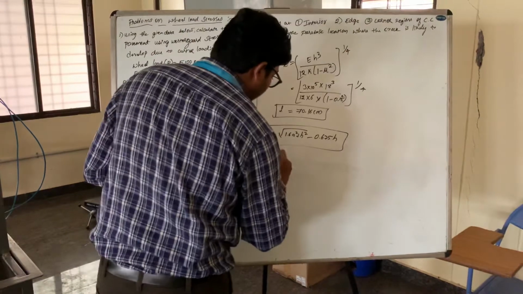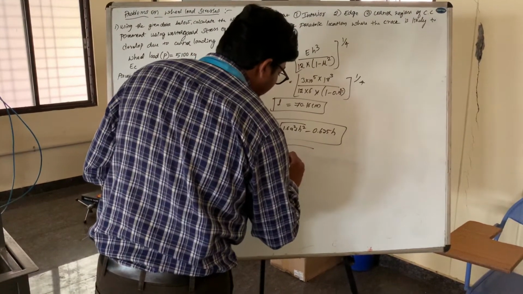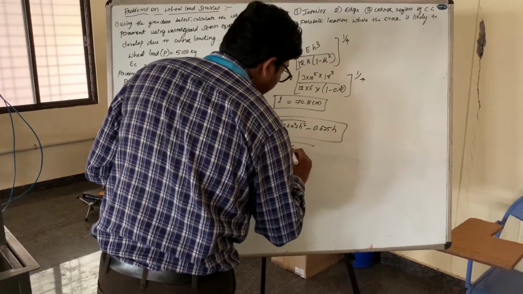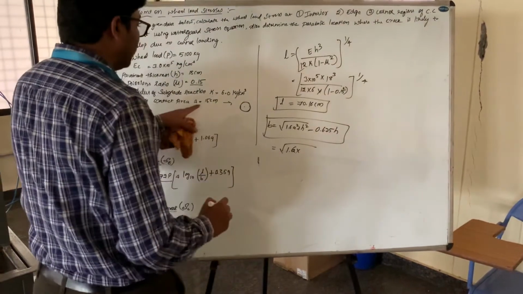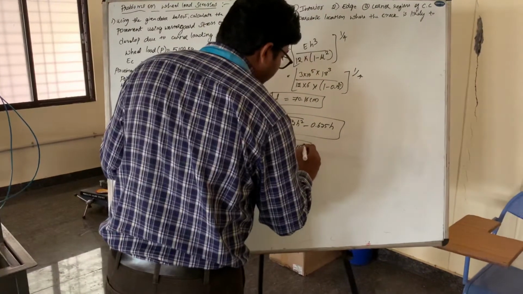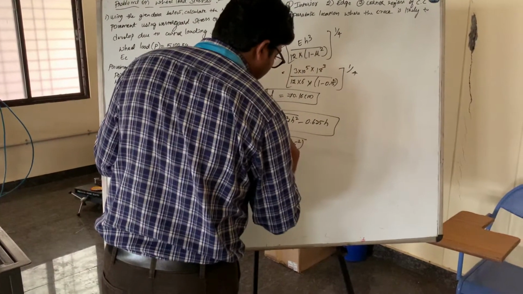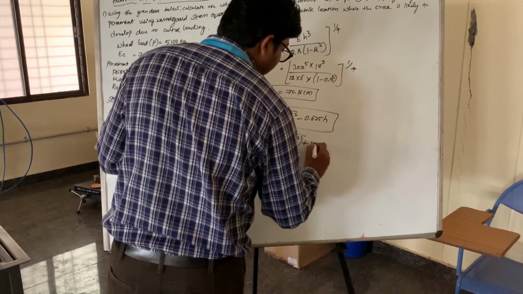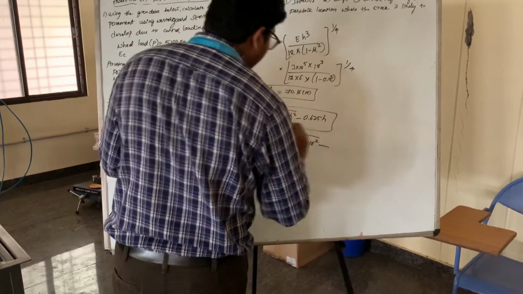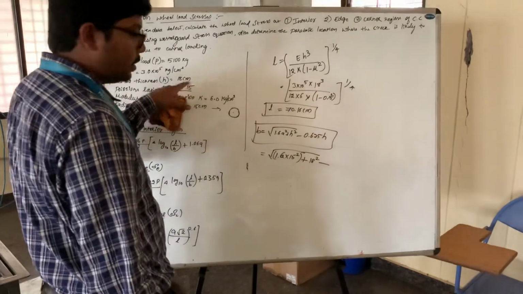So here, what is the value of A? The A value will be 15. 1.6 into 15 square plus 18 square. The H value will be 18 centimeter, the thickness of the pavement.